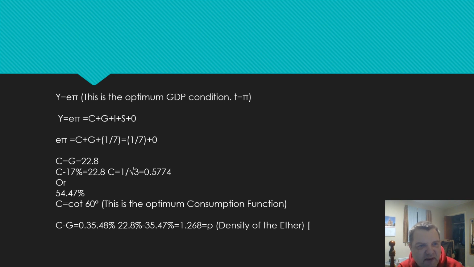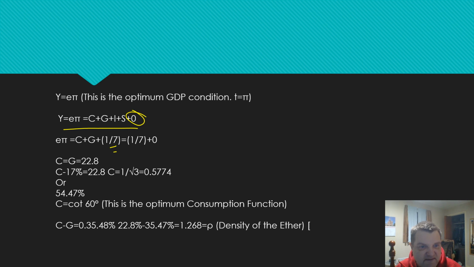Y equals e to the power t. This is the optimum GDP condition when t equals pi. Y equals e to the pi is equal to c plus g plus I plus s plus 0. We assume exports and imports are 0. The exports equal imports, but we assume this to simplify things. So we have e to the pi is equal to c plus g plus a seventh.